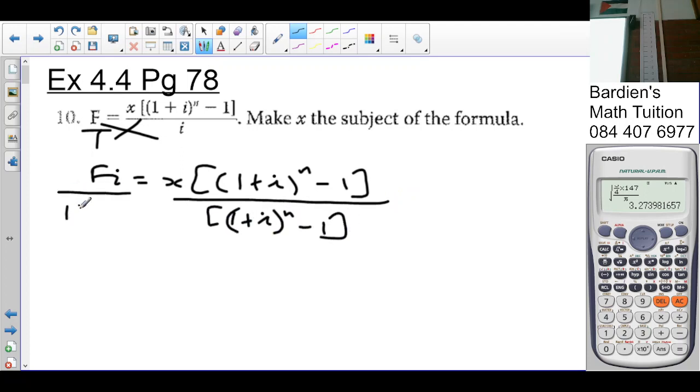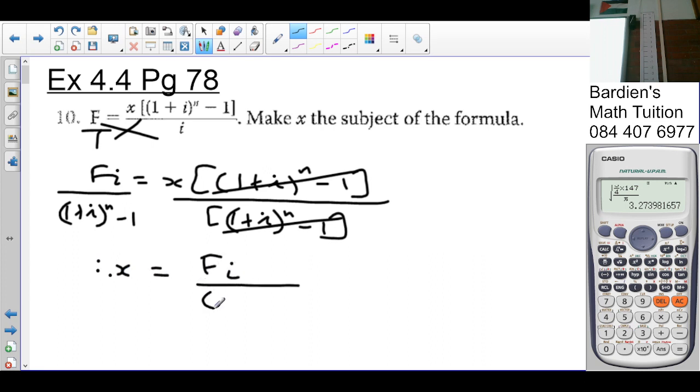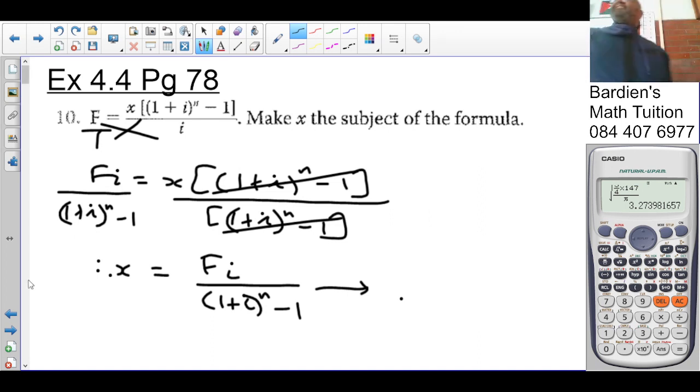So that's over 1, so what do we do? Cross multiply. i times F is Fi, equals x into 1 plus i to the exponent n minus 1. What do I do now? Divide by x. That cancels. So 1 plus i to the n minus 1 is equal to Fi over x. Now what do we do? Take the 1 over. So 1 plus i to the n equals Fi over x plus 1.